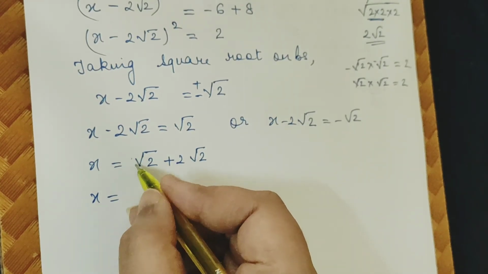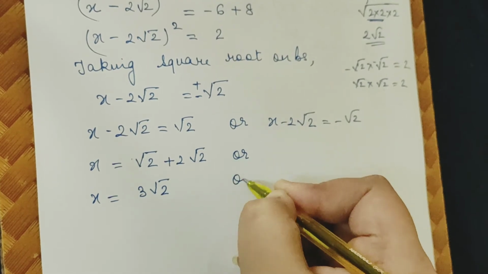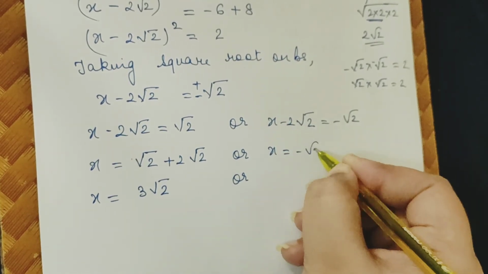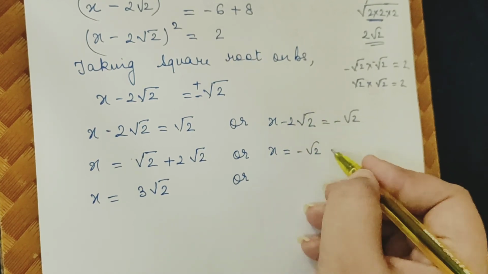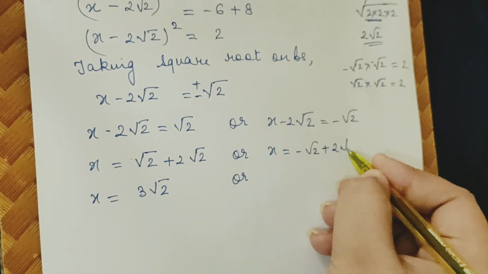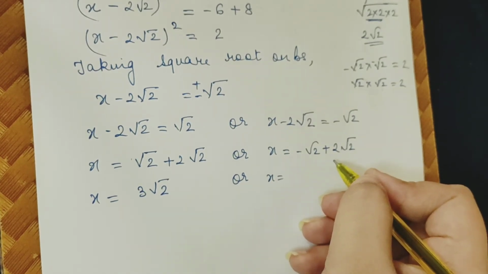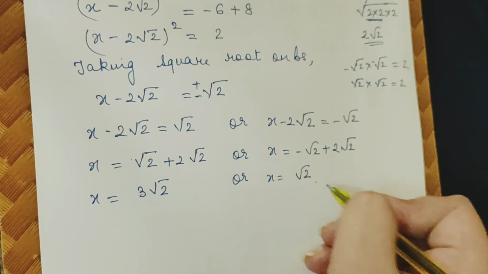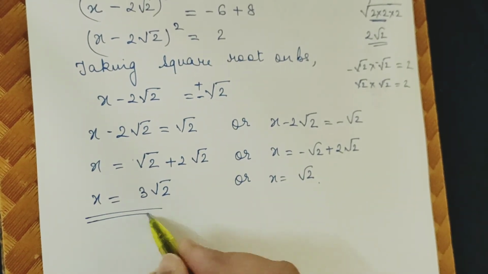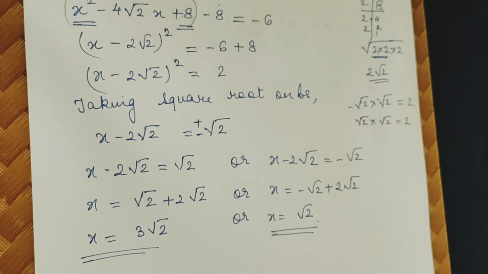So 1 root 2 plus 2 root 2 will give us 3 root 2, or x is equals to minus root 2 plus 2 root 2. Now minus 2 root 2 transposed to the other side will become positive 2 root 2. So here negative and positive give minus, 2 root 2 minus 1 root 2, so we'll have only root 2 with us. So these are the two solutions, or we can say the two roots for the given quadratic equation by completing square method.